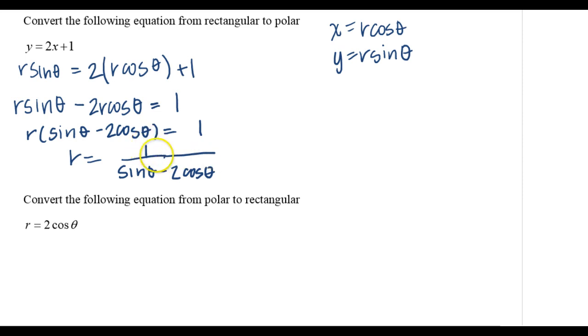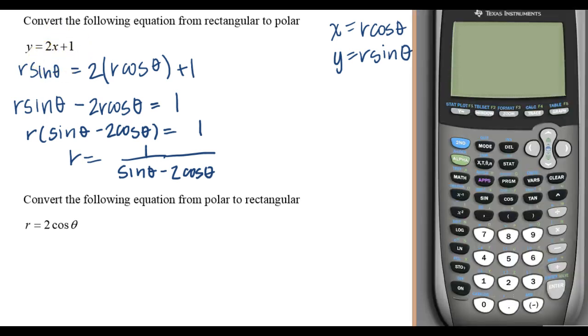And if we wanted to double check that we did it correctly, we know what 2x plus 1 looks like. We know it looks like a linear function with a slope of positive 2. So let's go ahead and graph our polar equation that's solved for r. We'll clear this out, make sure to enter it correctly. So it's 1 divided by the quantity sine theta minus 2 cosine theta. And we'll go ahead and hit graph.